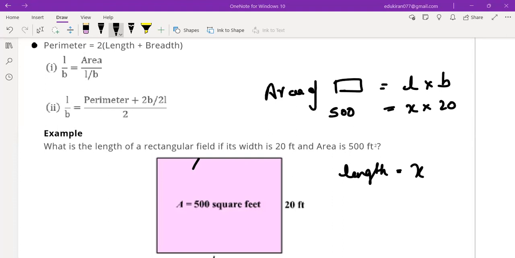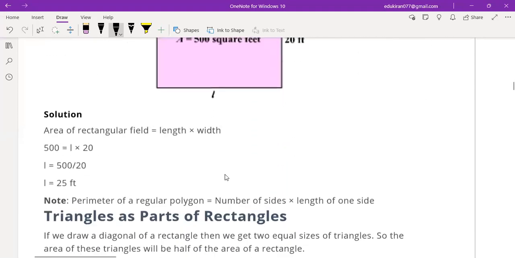Ma'am, I'm done too. Okay, so over here, should we divide? Yes, 500 divided by 20. So the answer would be 25. Everybody got 25? Yes, ma'am. 25 centimeters square. Good.